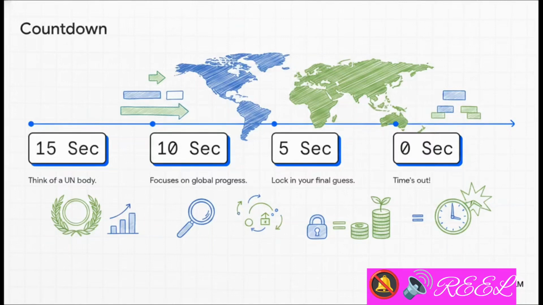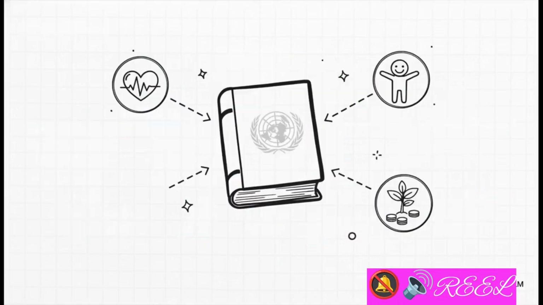I'll give you a little hint here. It's a major United Nations body that focuses specifically on global progress and reducing poverty. Down to 10 seconds. Think of the acronym. 5 seconds left, and that's time. Did you get it? The correct answer is the United Nations Development Program, or the UNDP. Give yourself another point if you nailed that one.